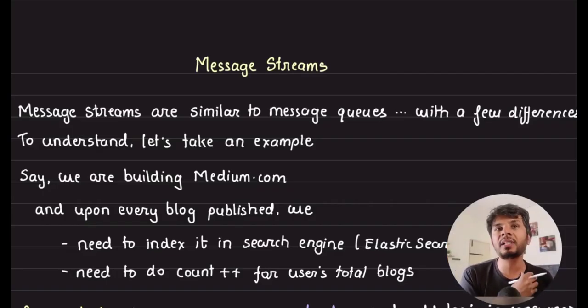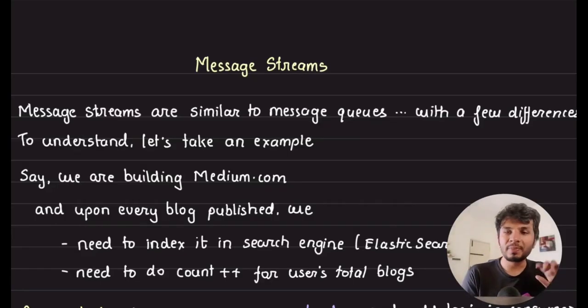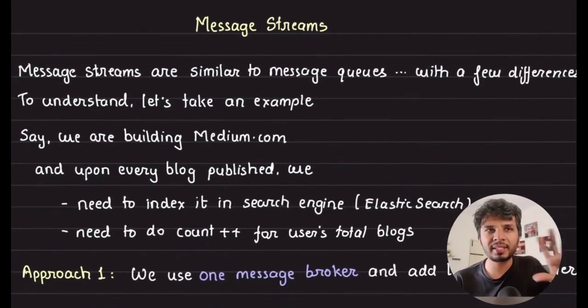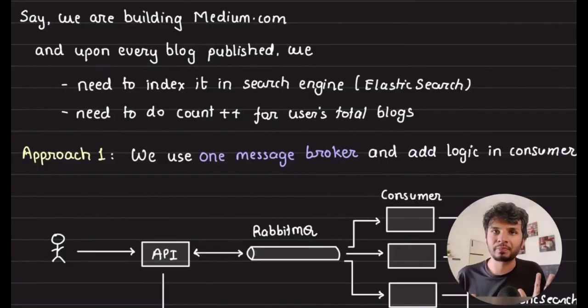So let's understand where message streams fit into the scheme of things and the kind of things that they give you out of the box, right? Message streams are very similar to message queues with a few differences here and there. To understand it, let's take an example. Let's say we're building medium.com, right?